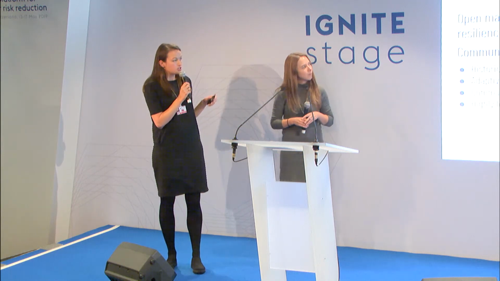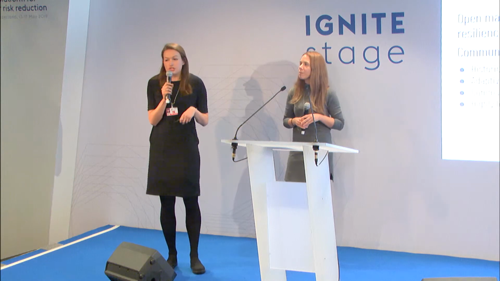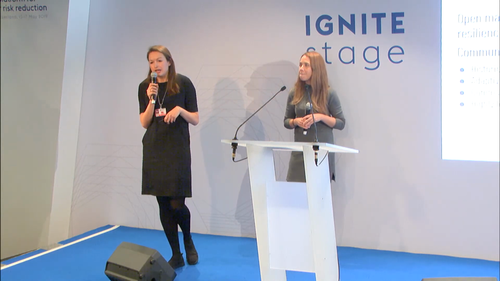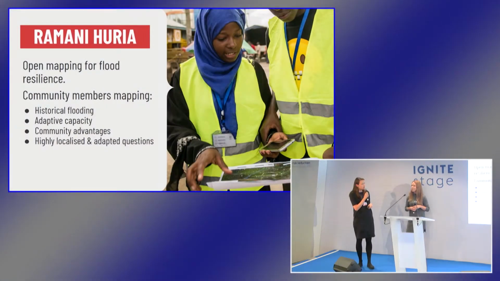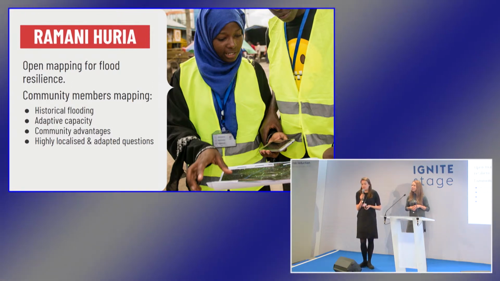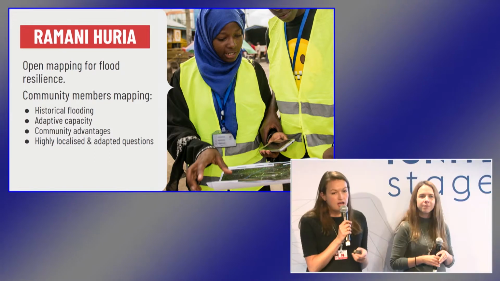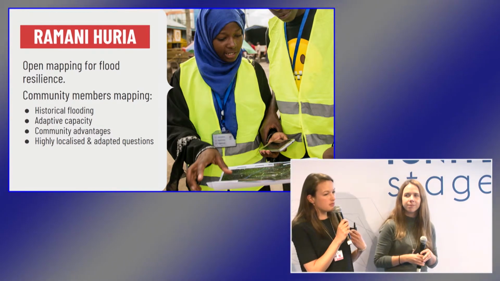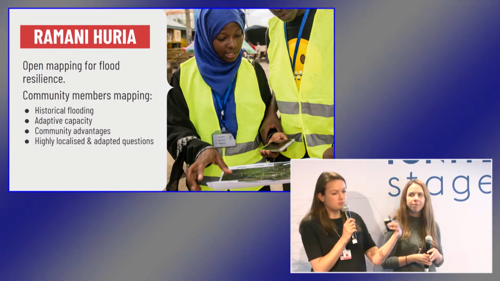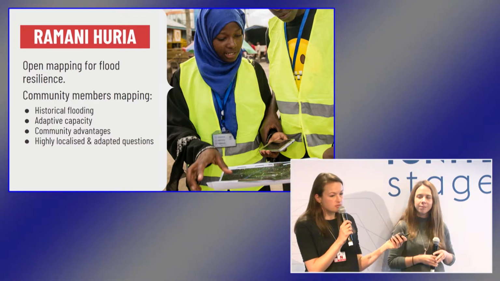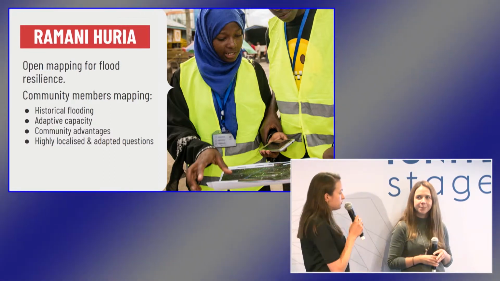So that's one example, a very recent example from Cyclone Idai in Mozambique. We're going to share two other really quick examples. This one is from Ramani Huria, which is a project we have in Tanzania, meaning open map in Swahili. In this project, we're trying to do open mapping for flood resilience with community members, helping them share their experiences into this map that can then be used to better understand local flooding.